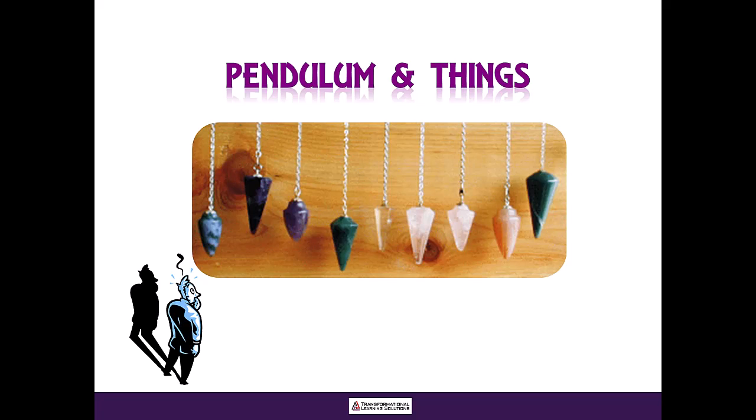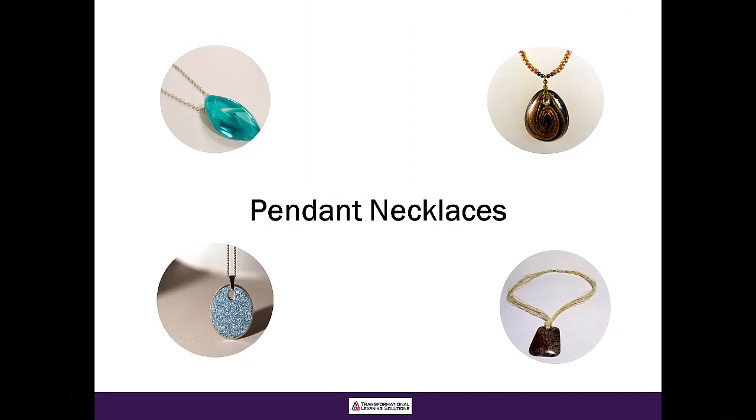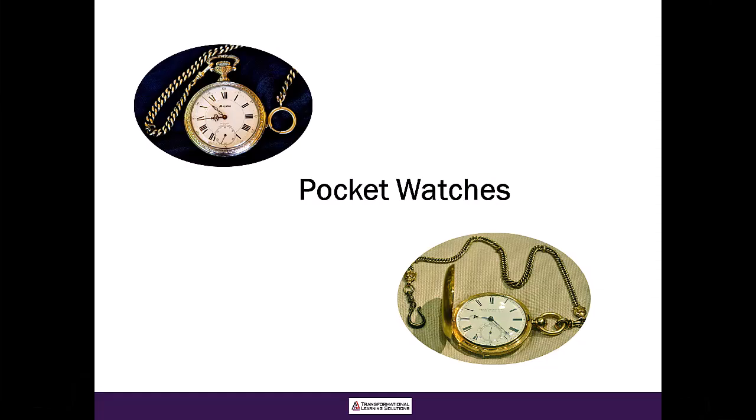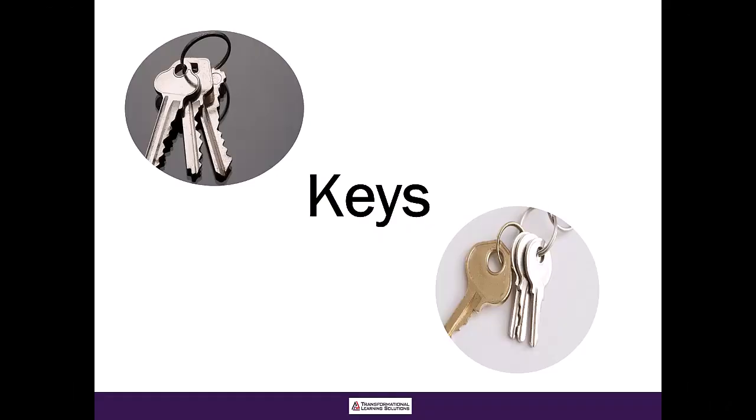Now, when most people think of pendulums, they think of something like what is shown in the picture. These are the more traditional types of pendulums, although there are lots of other shapes, sizes, and colors. However, you don't need a traditional pendulum like this. Basically, anything that has a bit of weight and can be let hang or dangle and can swing freely can be used as a pendulum, such as pendant necklaces or pocket watches, or keys on a chain, as long as they can dangle freely.